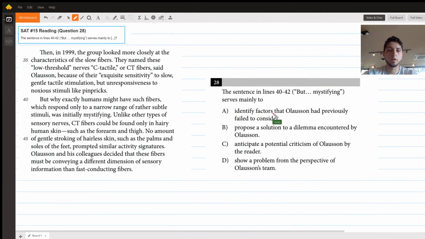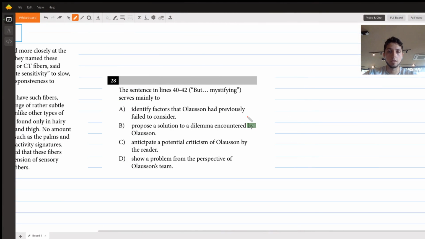So this is question 28. And the question reads, the sentence in lines 40 to 42, "but mystifying", serves mainly to... so this is a serves-mainly-to type question. And we have the sentence in lines 40 to 42. So what you should do to solve this is go back to lines 40 to 42 and look at how they function within the text, right?